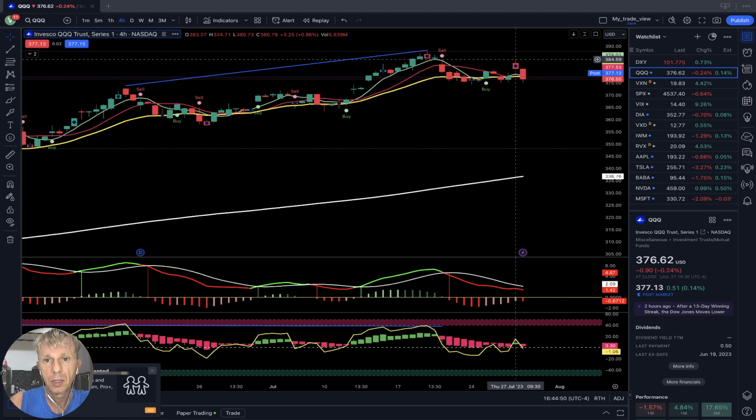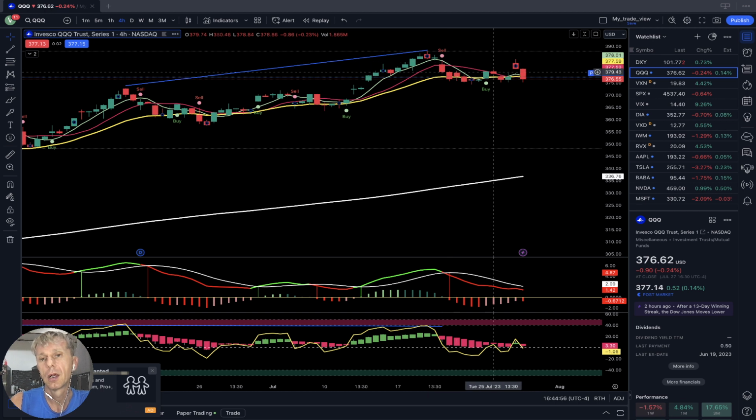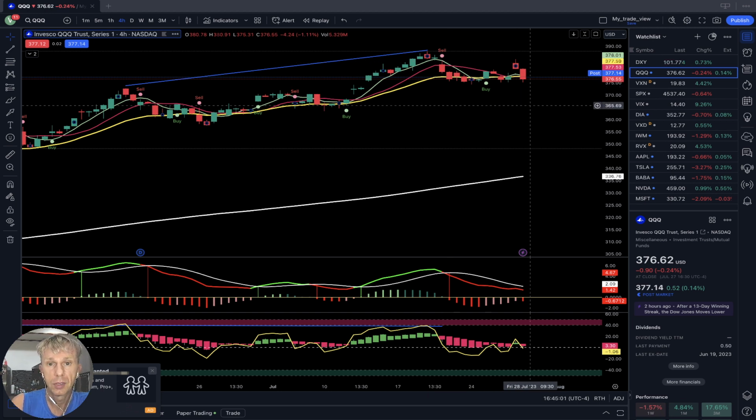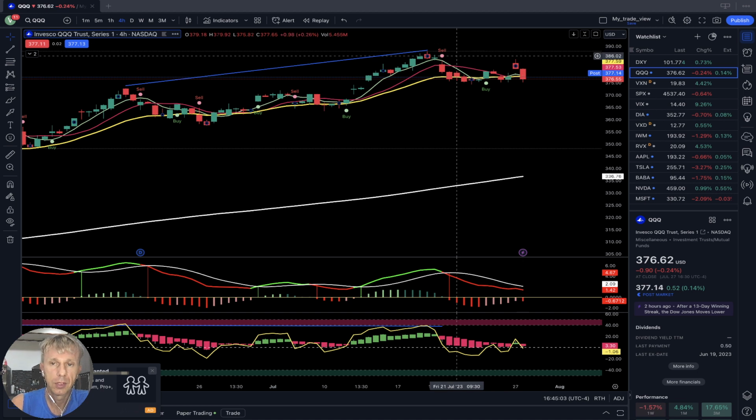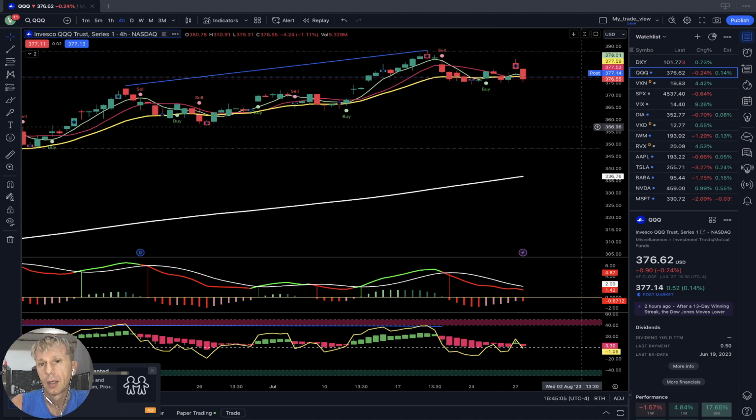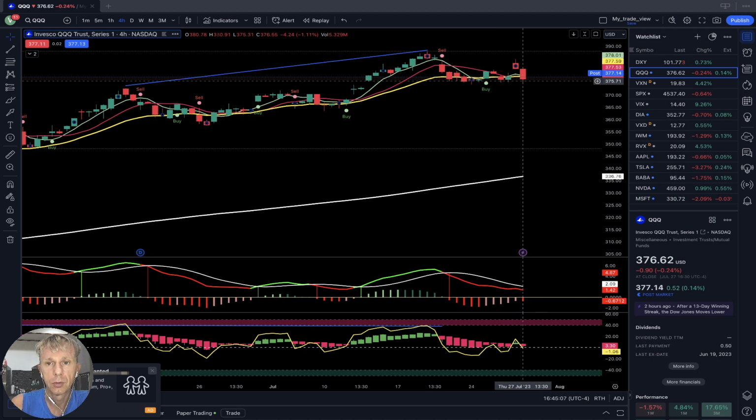You see, there was a gap over here, and it did close this gap. That's what QQQ did. They bounced, they closed the gap, and now it's ready to continue the bearish trend. Bearish trend on all indicators, and the last bar closed below 20.